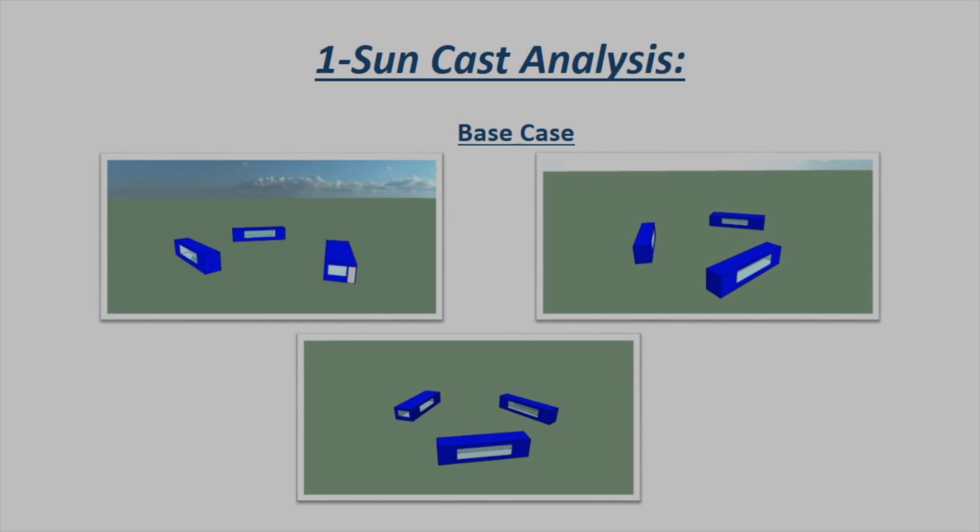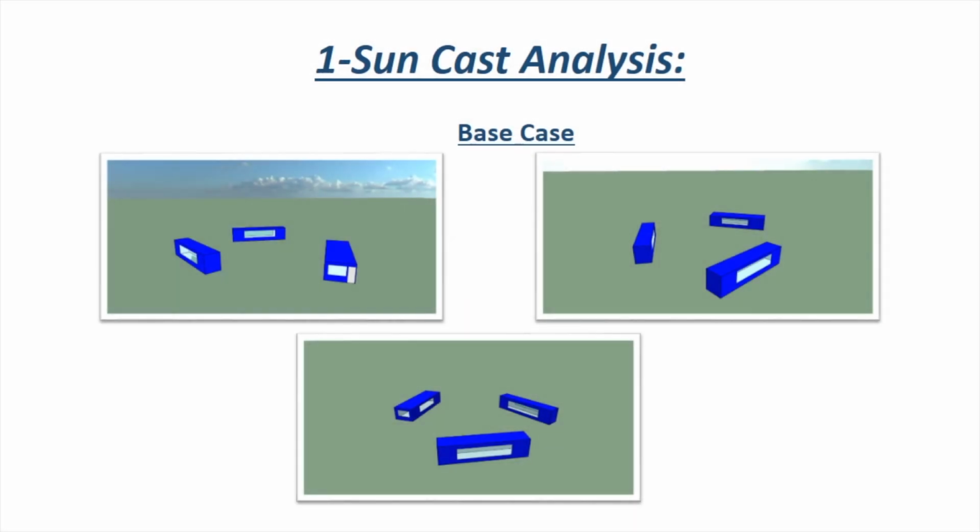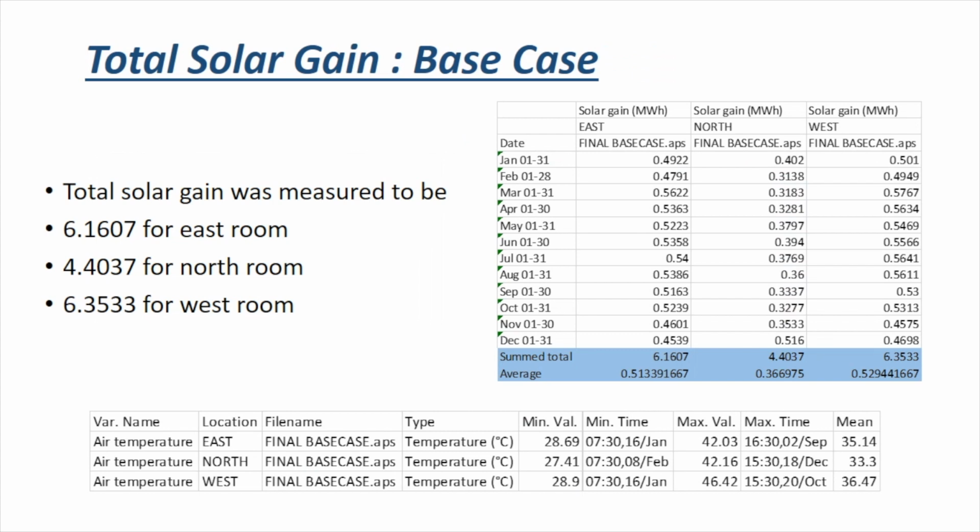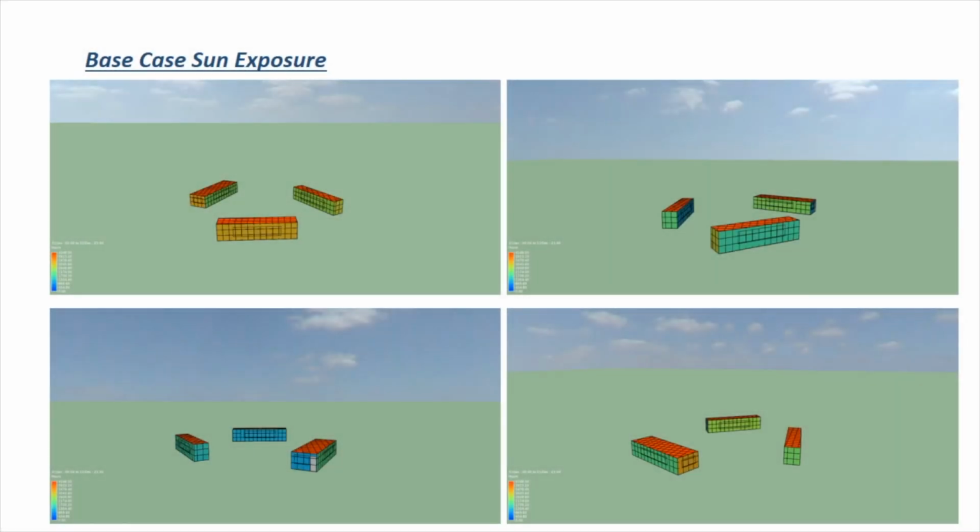According to our pavilion's design, our base case is divided into 3 rooms. The first one is facing east, while the second is facing north, and the last is facing west. To assess the thermal performance, we had to conduct a suncast analysis on those 3 rooms. For the base case, the total solar gain was measured to be 6.160 for the East Room, 4.403 for the North Room, 6.353 for the West Room. And here are some shots showing sun exposure contours.